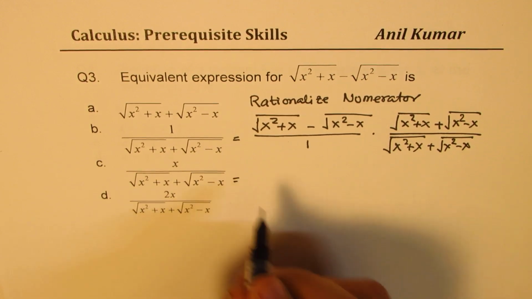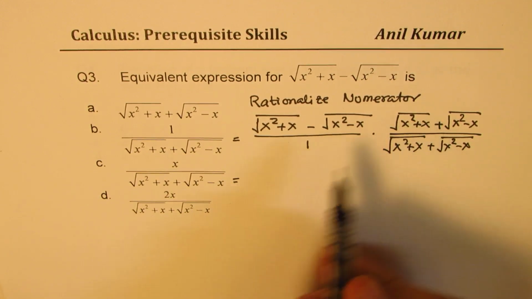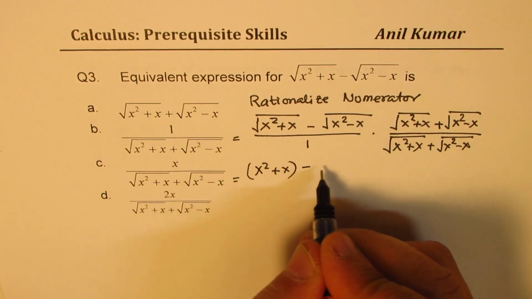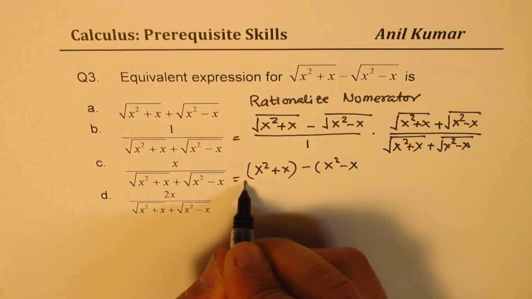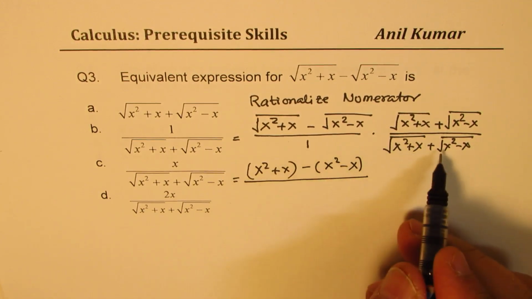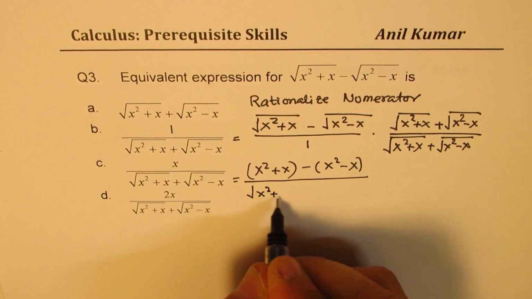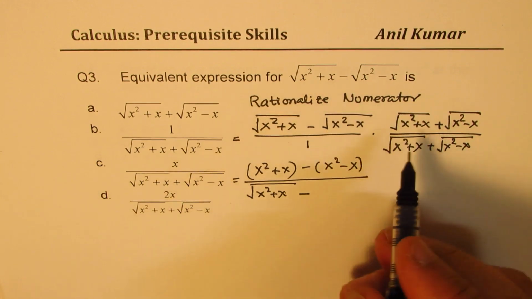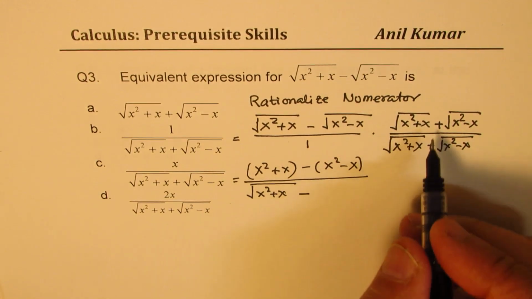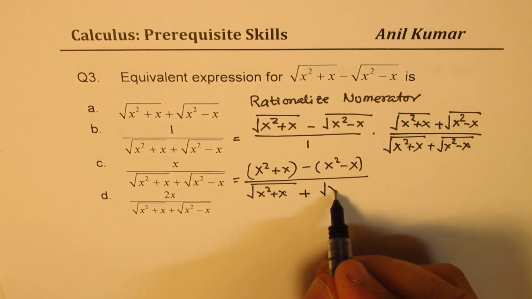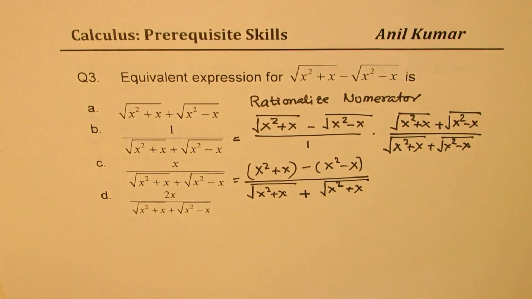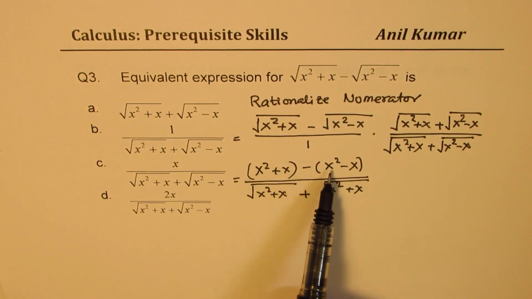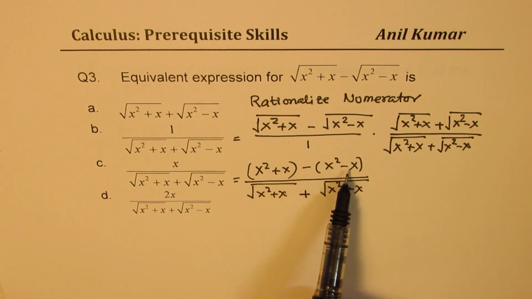Now, when you do that, we get a square minus b square in the numerator. That is to say, x square plus x whole square, which means the square root vanishes, minus x square minus x. And in the denominator, we get 1 times this, which is square root of x square plus x, plus square root of x square minus x. Perfect. Now clearly you can see in the numerator x square minus x square is 0, but x minus minus x is 2x, right?